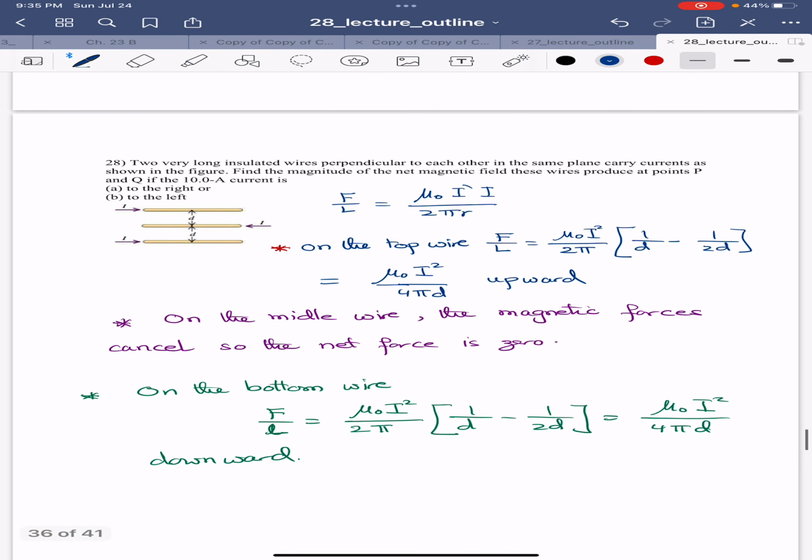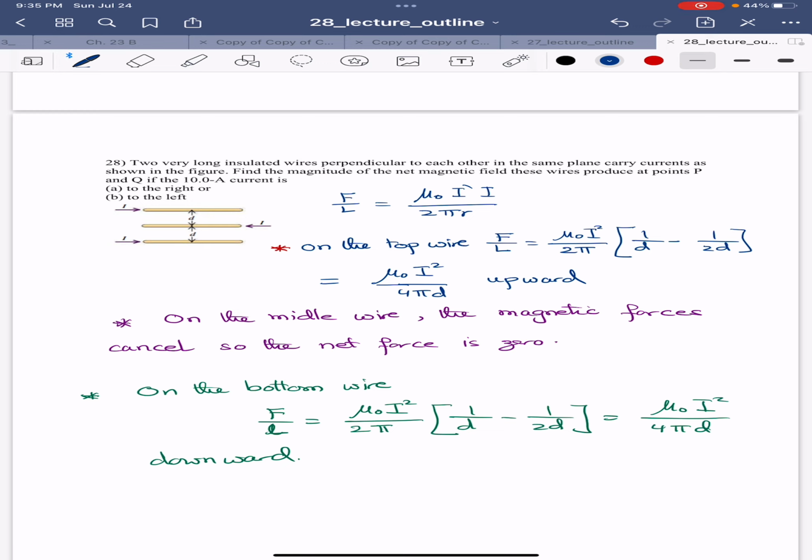Here, this is mostly conceptual. Two very long insulated wires perpendicular to each other in the same plane carry currents as shown in the figure. Find the magnitude of the net magnetic field these wires produce at points P and Q if the 10 ampere current is to the right or if it is to the left.